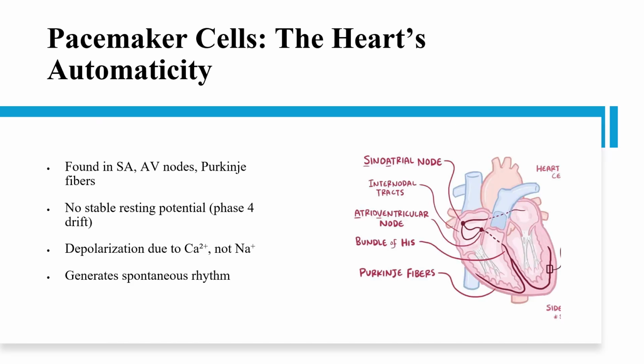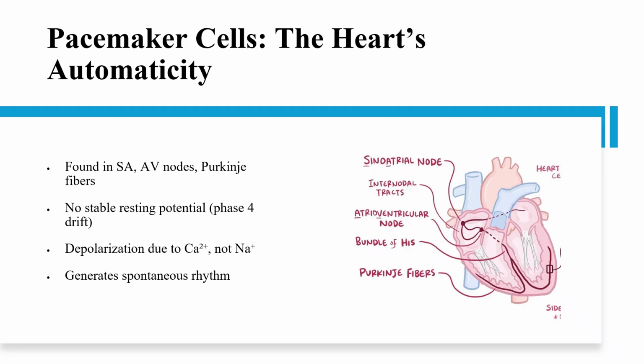Now let's shift from the contractile cells to the pacemaker cells. These cells give the heart one of the most remarkable properties: automaticity, or the ability to generate its own rhythmic impulses without any external stimulation. Pacemaker cells are found in the sinoatrial node, atrioventricular node, and the Purkinje fibers, but the SA node is the primary one, setting the pace for the entire heart.